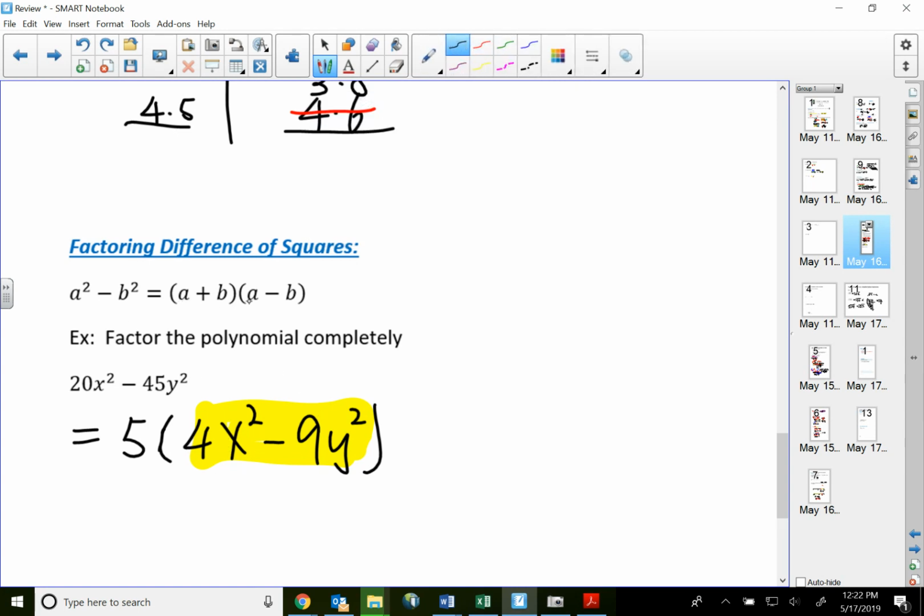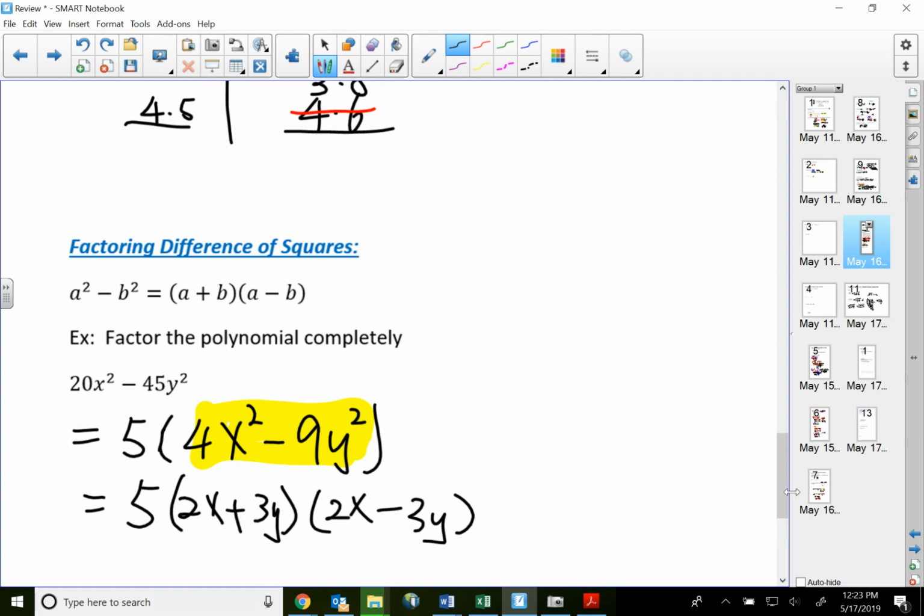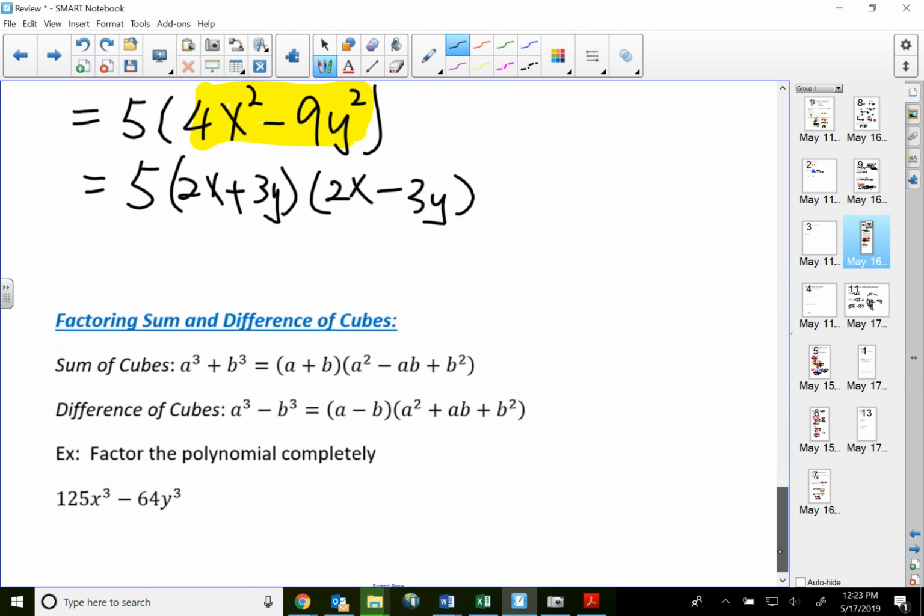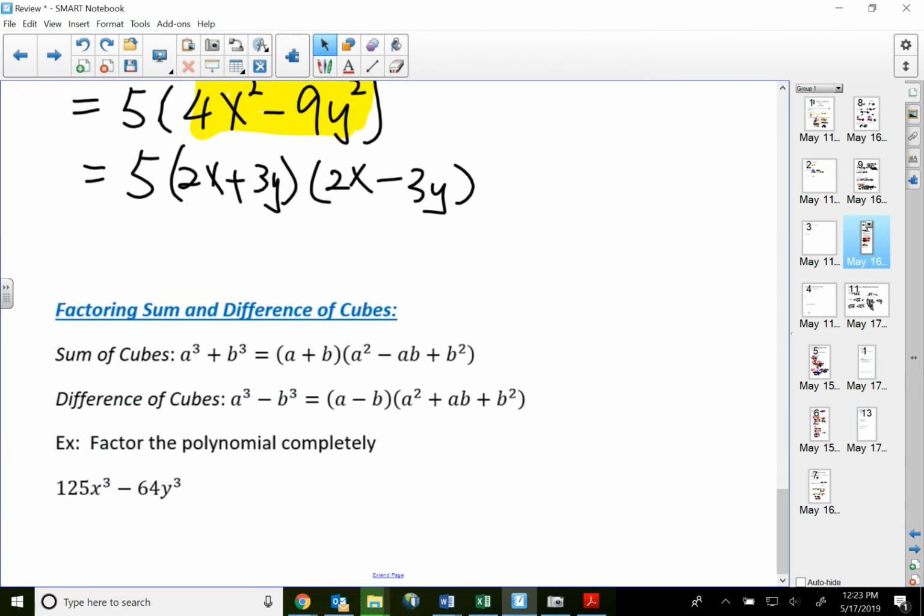So these are already squared. What should be my A and what should be my B? They should be what they were before they were squared. So this is going to be 5 times. Before 4x squared was ever squared, it must be 2x. Before 9y squared was ever squared, it must be 3y. So my answer will be 5 times 2x plus 3y, 2x minus 3y. Okay, that's all we do. Check what's inside the parentheses.